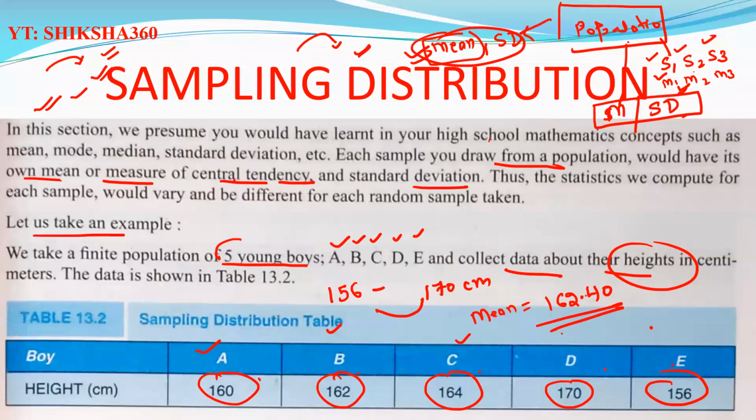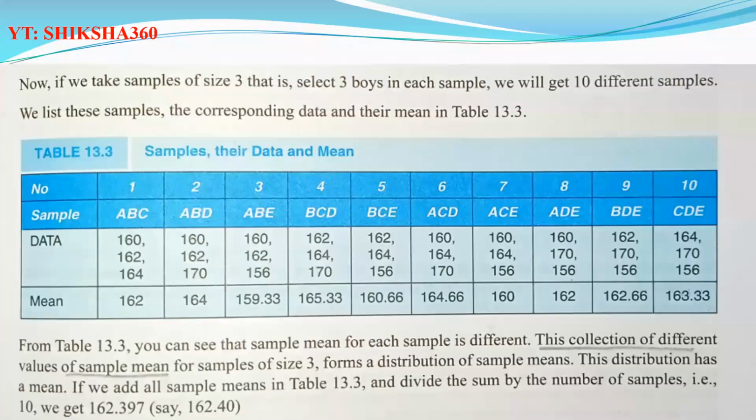Now the next step is to take samples from that. If we take samples of size 3, that is, select 3 boys in each sample, how many samples will we get? In total, 10 samples. The first sample is A, B and C. We fix A, B, so the first one is C, the second one is D, the third one is E.